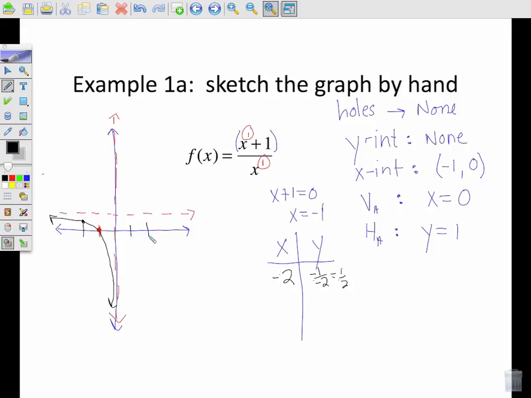To get the other side of my graph, I'm going to want to put in points such as 1 and 2. Let's go ahead and put 1 in. We get 1 plus 1 is 2 over 1, which is 2. So plotting the point 1, 2, and putting the point 2 in: 2 plus 1 is 3 over 2, 1.5. So over 2, up 1.5. And we can go ahead and finish out our curve going towards our asymptotes. So that's the graph of that function.